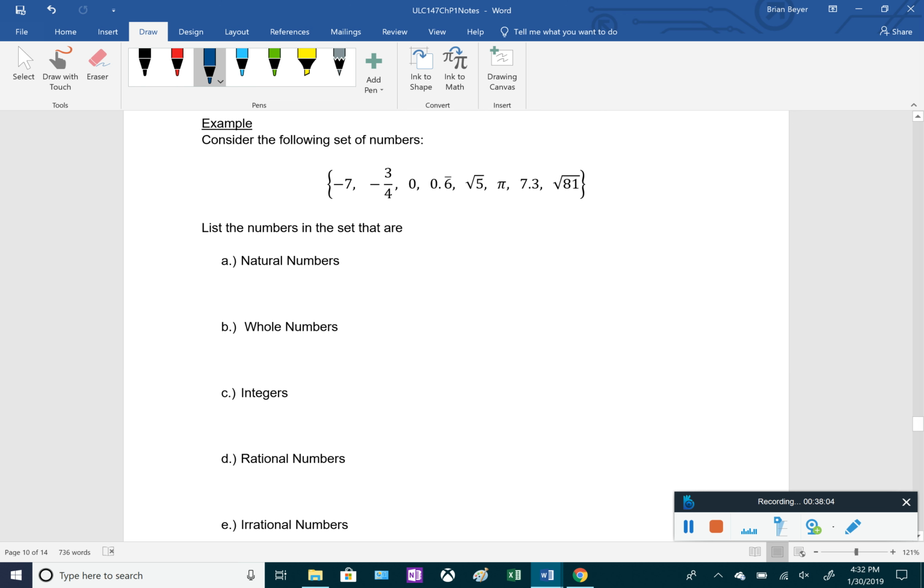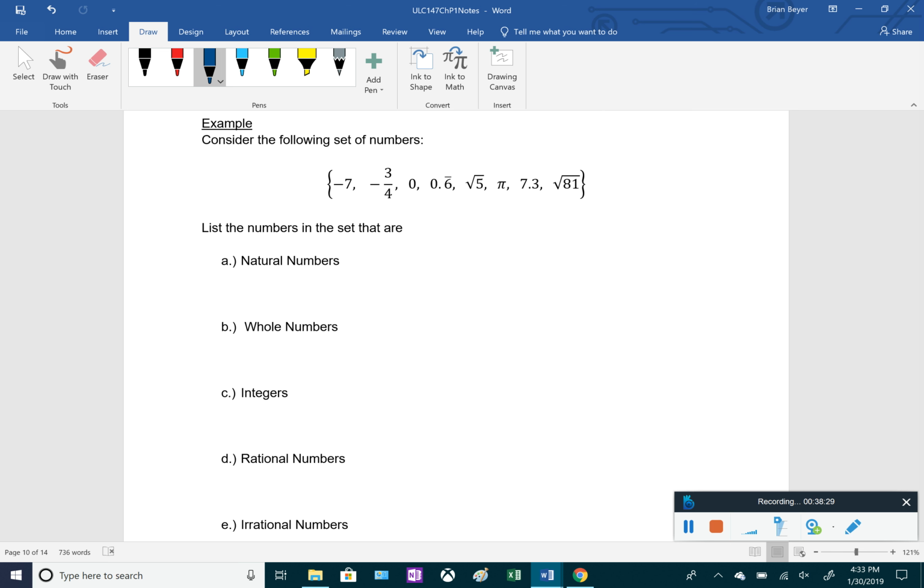Okay, so let's do an example to make sure we're comfortable with this. Let's say we have this set of numbers here. We have -7, -3/4, 0, 0.6 repeating, radical 5, pi, 7.3, and radical 81. So we're going to go through and see which of those numbers are in all of these sets. And they can obviously be in multiple sets because a lot of these sets are subsets of the other ones.